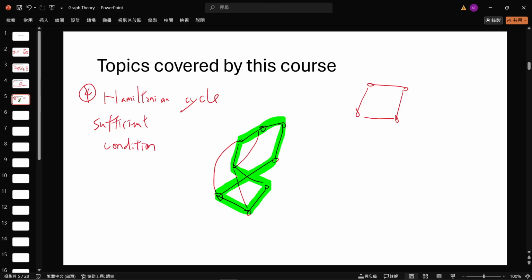Okay, and even though I phrase this as a sufficient condition, it seems like this is just some mathematical statement. But it turns out that to find this sufficient condition, we actually designed an algorithm. We've designed an algorithm to find a Hamiltonian cycle, and this algorithm can always find a Hamiltonian cycle under certain conditions. Those conditions are the sufficient condition. So we will also consider some algorithms.